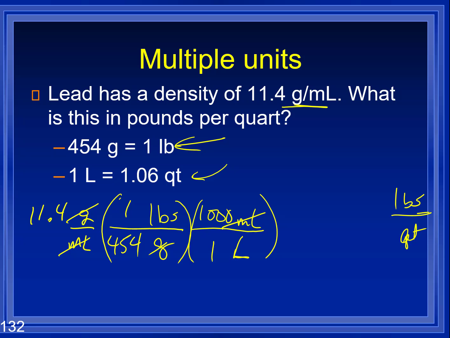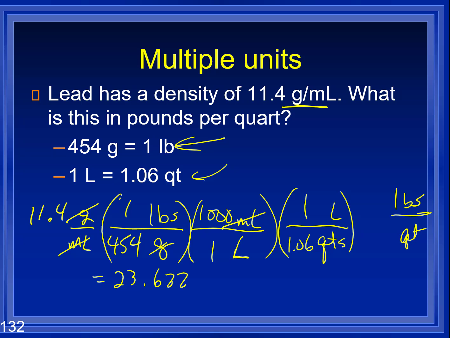Now what unit do I want to get rid of? Liters. Where's it got to go? On the top. And what can I turn liters into? I can turn liters into quarts. And the numbers are 1 liter is 1.06 quarts. I just copy the numbers down. And then I push buttons. 11.4 divided by 454 times 1,000 divided by 1.06 equals. My calculator gives me 23.68880392. Way more digits than I can justify.